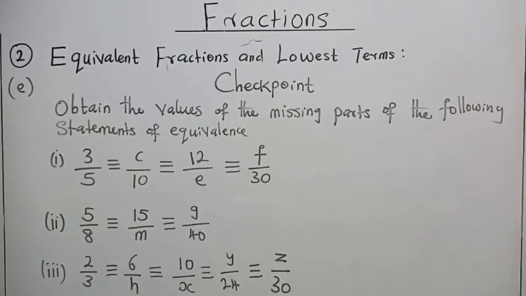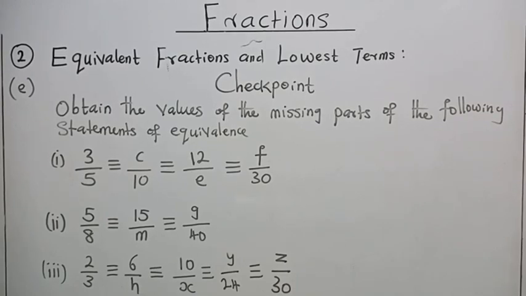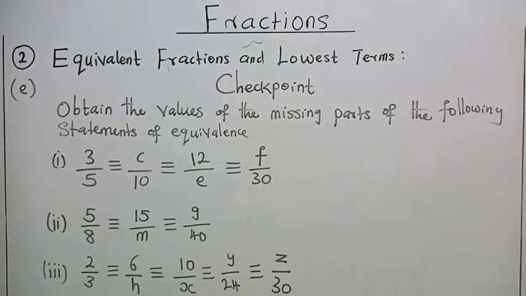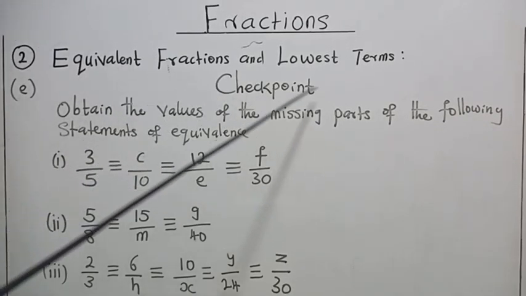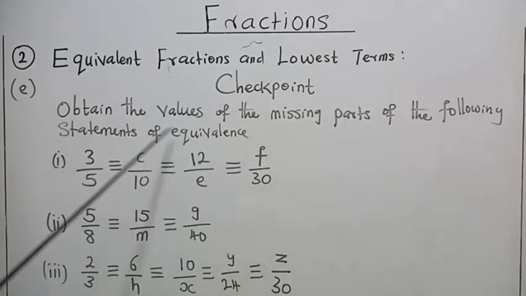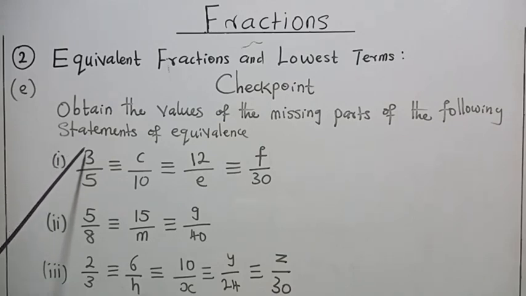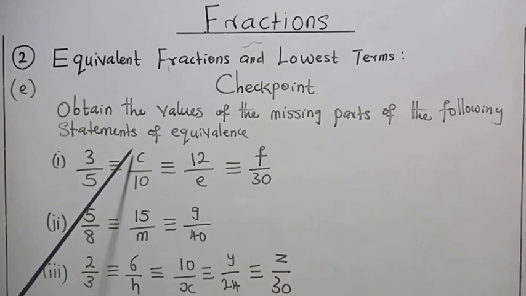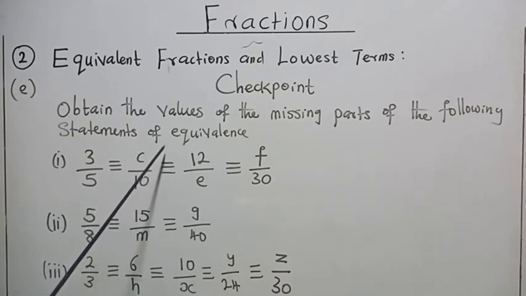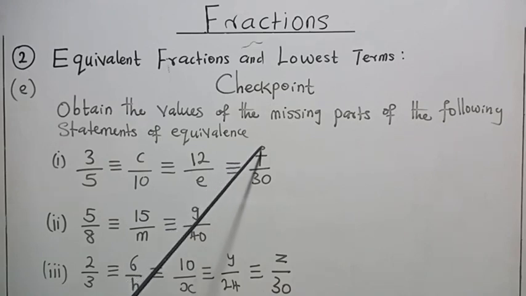And here comes the checkpoint. It says, obtain the values of the missing parts of the following statements of equivalence. I just believe that you can interpret this instruction. With that in mind, the numbers include number I, 3 over 5 is equivalent to C over 10, is equivalent to 12 over E, is equivalent to F over 30.